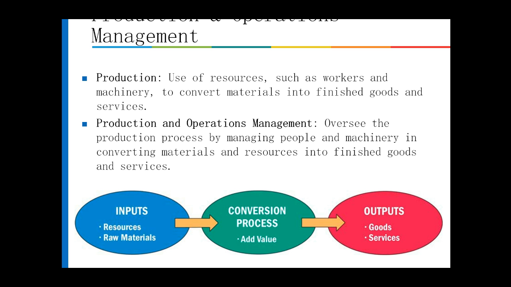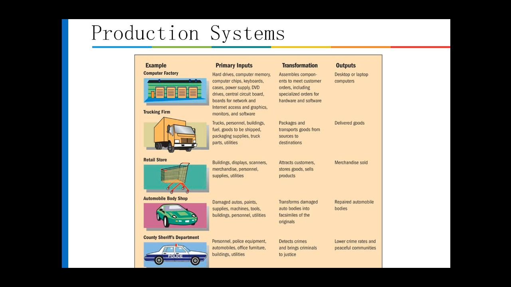So we are going to go through those just to understand what they mean and how they're used in operations management. It's going to be the use of resources. Of course, it's going to be workers, but it's also machinery to convert your materials to finished goods or into an end product service. And the operations management oversee that process, and they manage people and machinery to ensure that the conversion of materials and resources happens in the most efficient way.